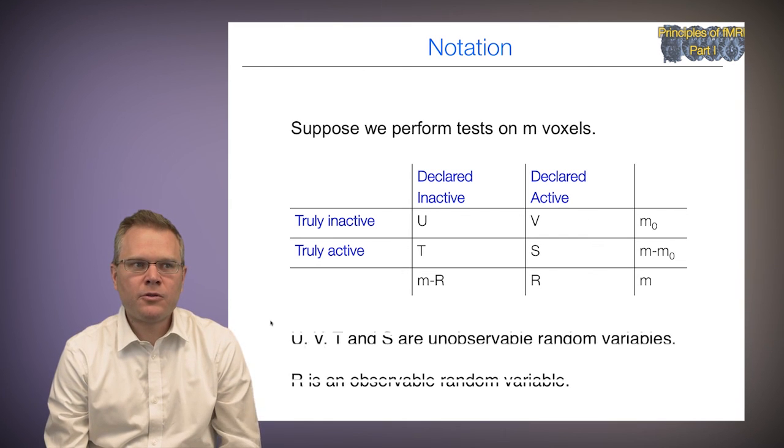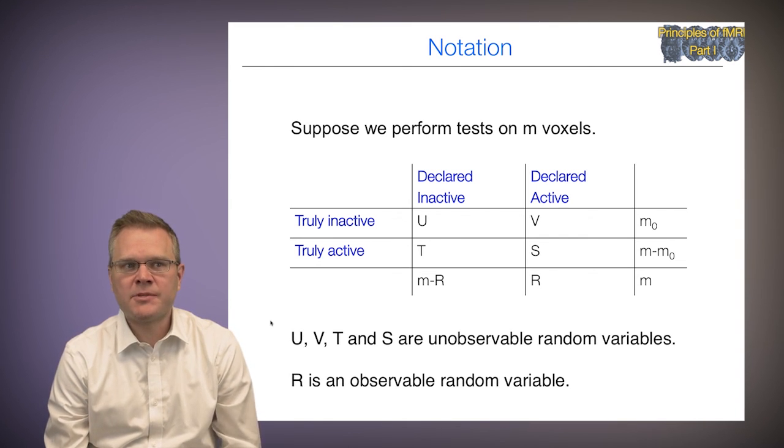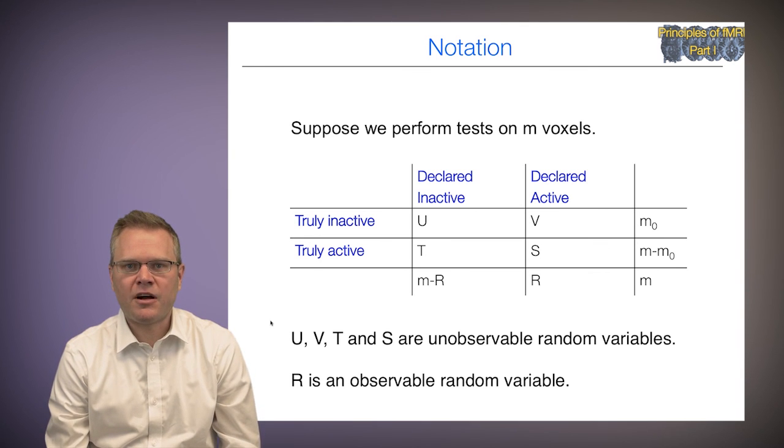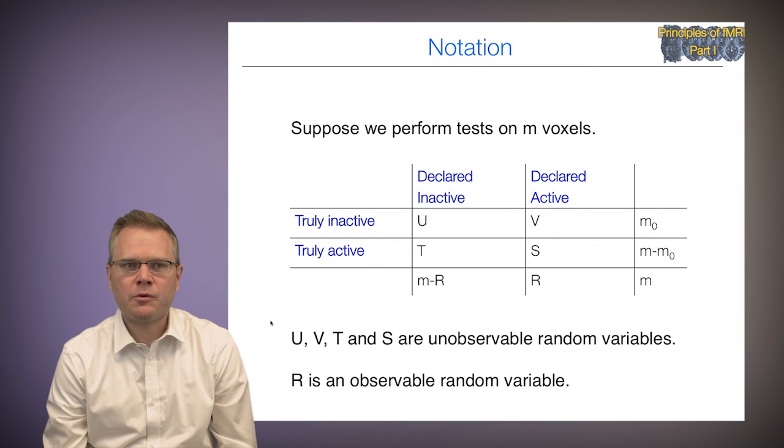U, V, T, and S are unobservable random variables because we don't know how many false positives we're making in practice. The only thing we do know is R, which is the number of voxels that were declared active, because we know which ones were declared active and which weren't, but we don't know what proportion of those were truly inactive or truly active, and that's something that we want to be able to control.